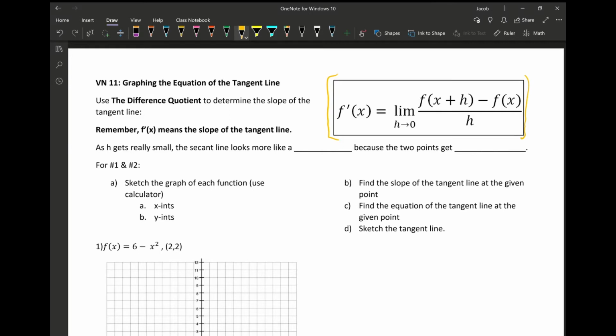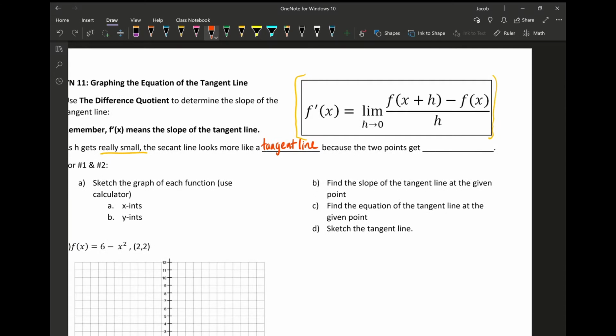That's so you could use it today. As h gets really small, because the limit as h approaches 0 is acting on h, the secant line that contains these 2 points, those are the x values of the 2 points, remember, looks more like a tangent line because the 2 points get closer together.